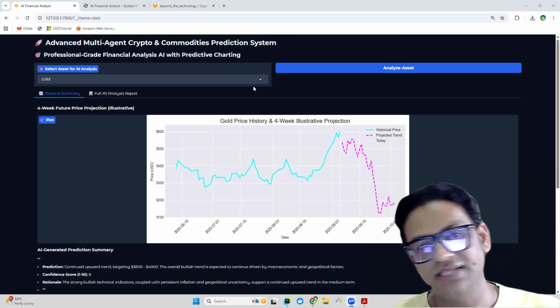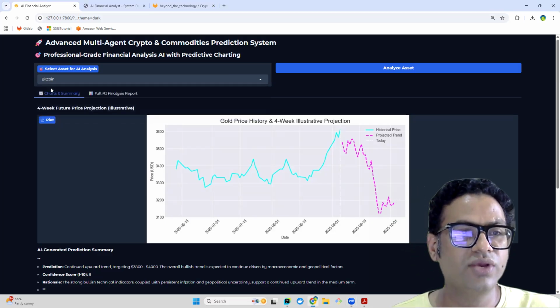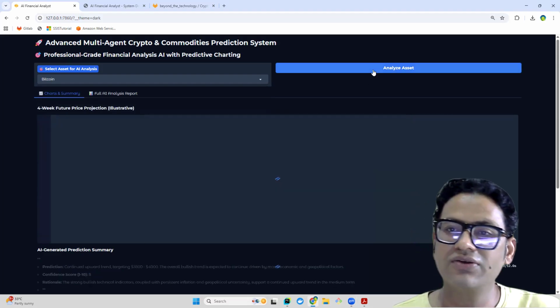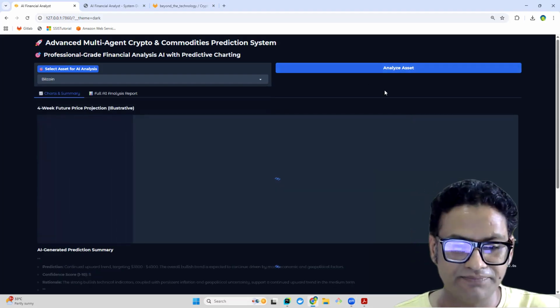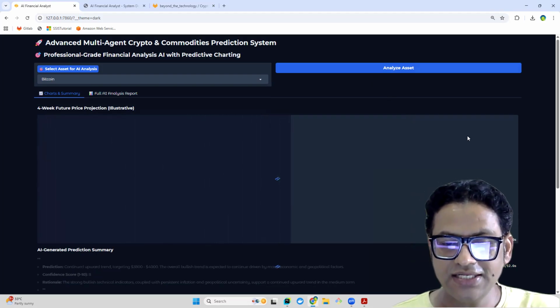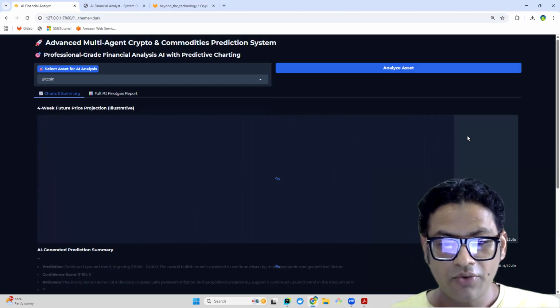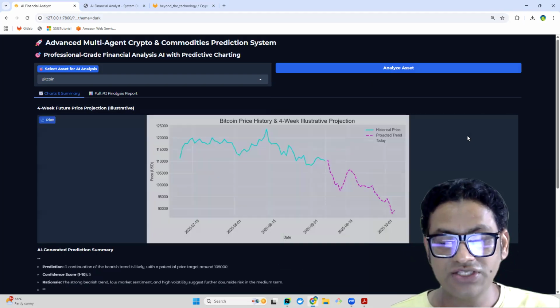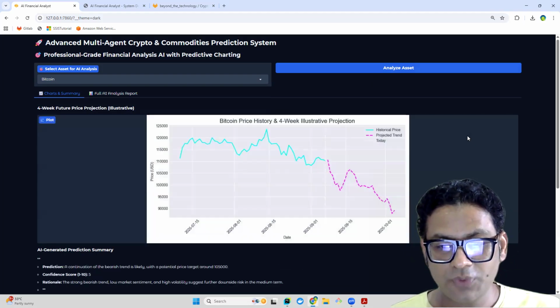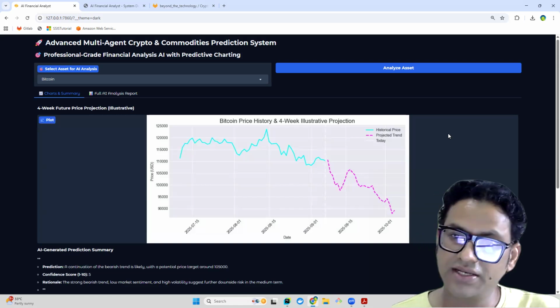and hit analyze. As you can see here, we have this drop down and I can just quickly click on Bitcoin and I can just quickly click on analyze asset. Now this is going to take a minute or two. The AI agent in the background is doing some serious work, gathering data, running calculations and talking to the Gemini LLM. While that's processing, let's break down exactly what this application does and how we play it.